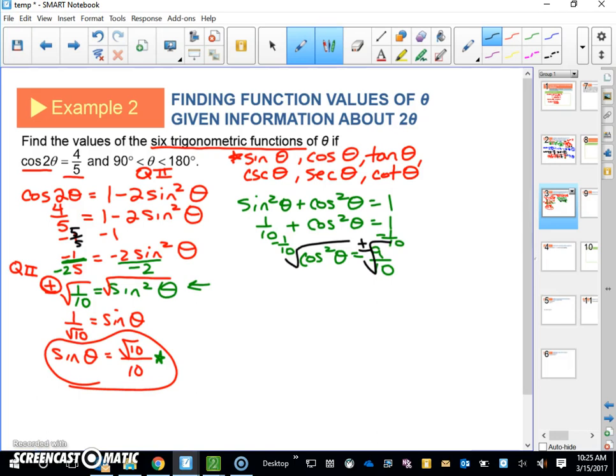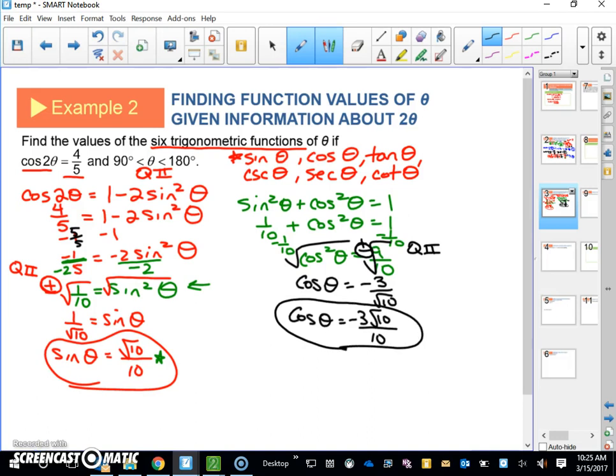But again, remember, when we do this, we have to remember that we're in quadrant 2. And what do we know about cosine in the second quadrant? That one's going to be negative. So we're looking at the negative square root of 9/10. Cosine theta is going to be negative square root of 9, which is 3, over square root of 10. Or rationalizing that, cosine theta equals negative 3 square root of 10 over 10. So now we've got cosine theta.